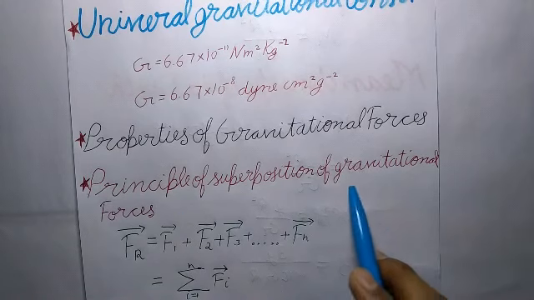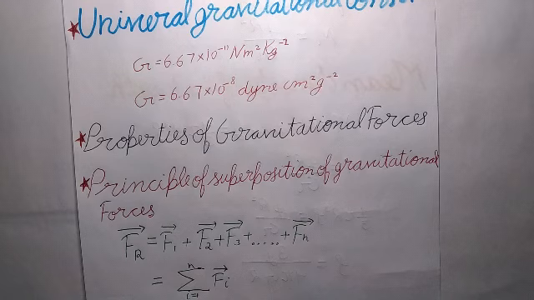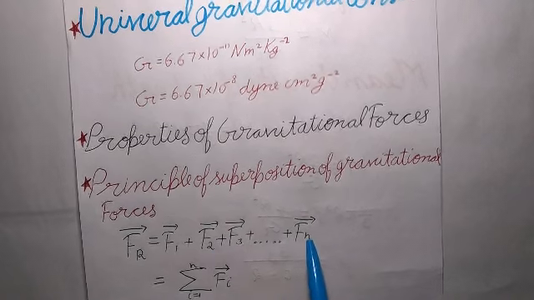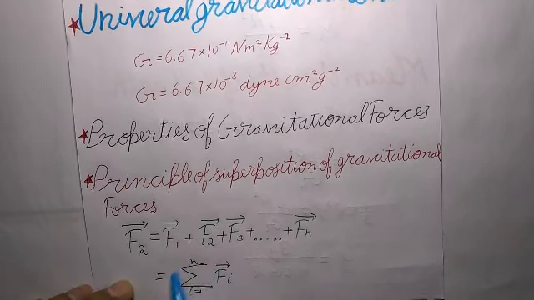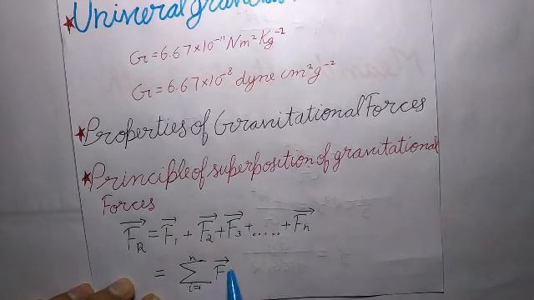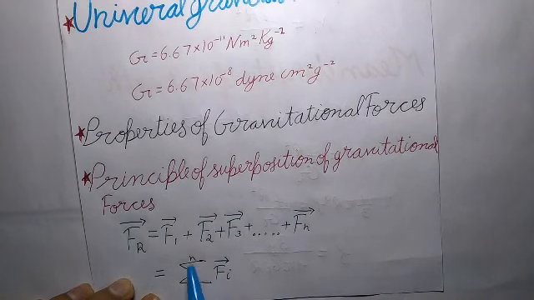Now, principle of superposition of gravitational forces. The gravitational forces between two masses act independently and uninfluenced by the presence of other bodies. Hence, the resultant force on a particle due to a number of masses is the vector sum of the gravitational forces exerted by individual masses on the given particle. We can say F_r vector equals F1 plus F2 plus F3 up to Fn, and this can be written in summation form: summation Fi where i equals 1 to n.